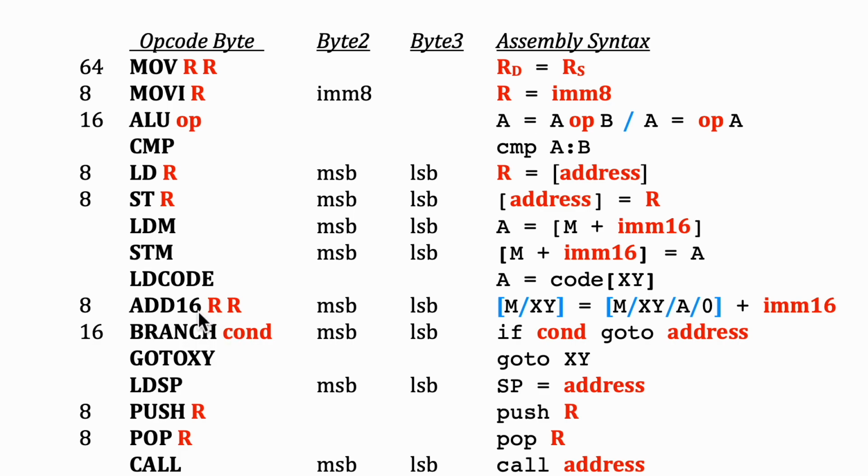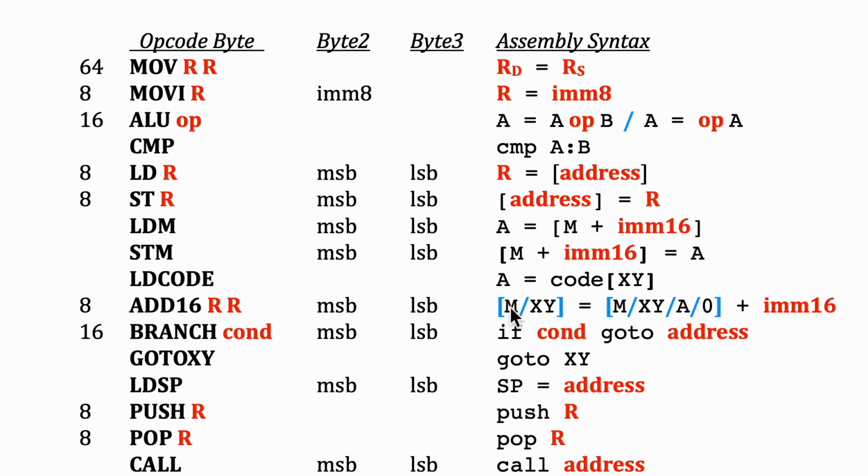Next we have the add 16 instruction, which performs a 16-bit addition. It's a 3-byte instruction, and the immediate 16-bit value is added to something. And that can either come from the M register, or the XY register, or the A register, or it can be simply 0. In any case, the 16-bit value from M, XY, or A, which is 0 extended, is added to the immediate value, and that's moved into either the M or the XY register.